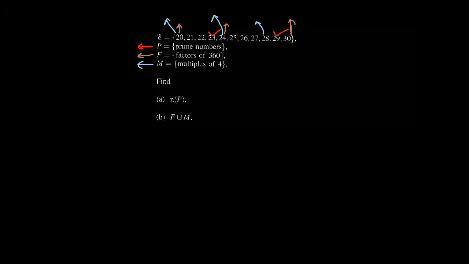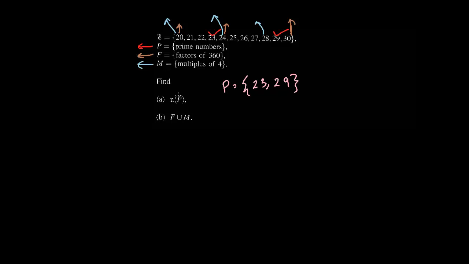So we can write here. The set P, the prime number set, is going to be 23 and 29. So there are two prime numbers over here.